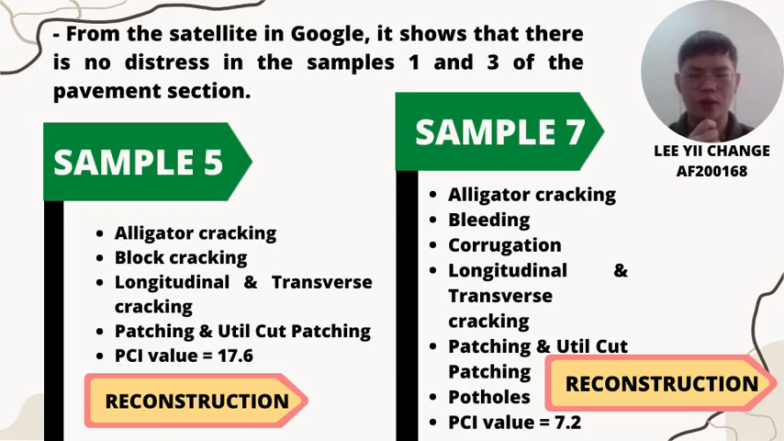From the satellite view in Google, there is no distress in samples 1 and 3 of the pavement section, while the distresses found in sample 5 are alligator cracking, block cracking, longitudinal and transverse cracking, and patching. The PCI value is about 17.6 and it requires reconstruction. The distresses found in sample 7 are alligator cracking, bleeding, corrugation, longitudinal and transverse cracking, patching, and potholes. Sample 7 shows only a PCI value of 7.2 and requires reconstruction.